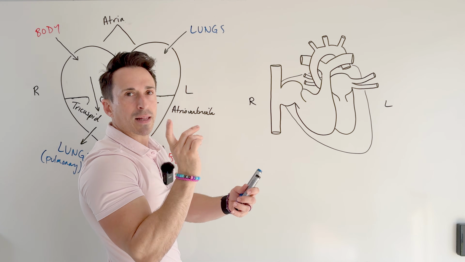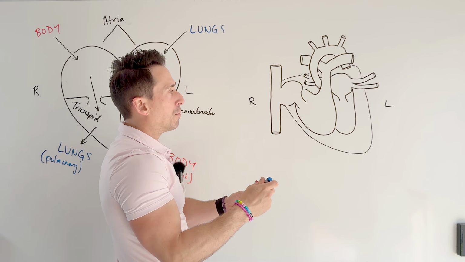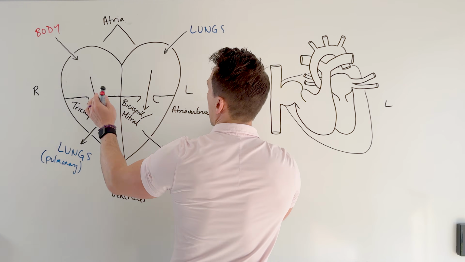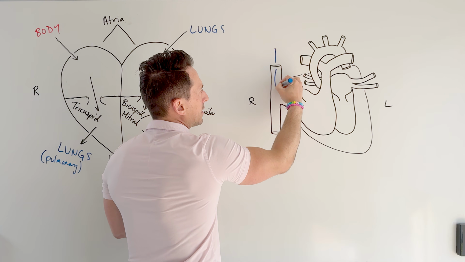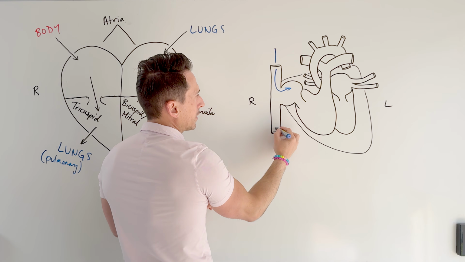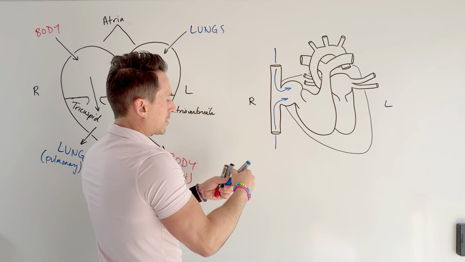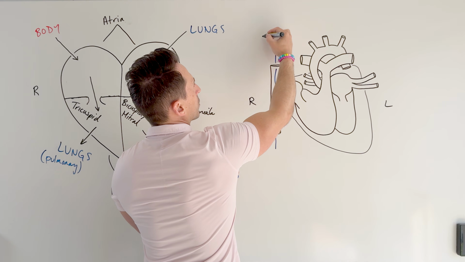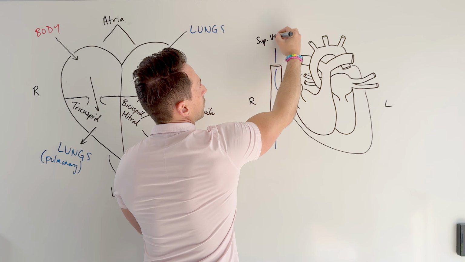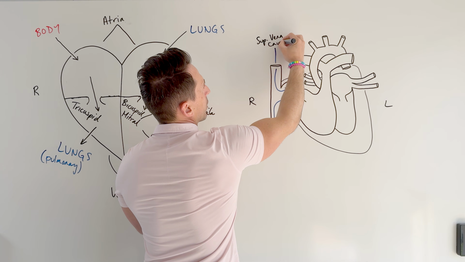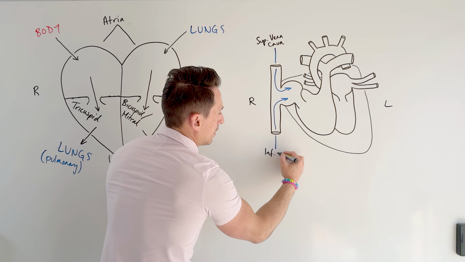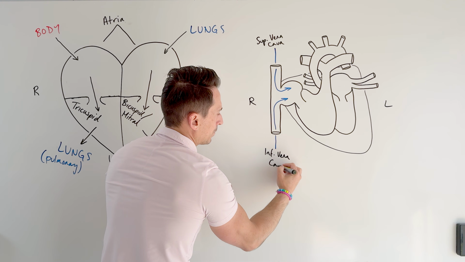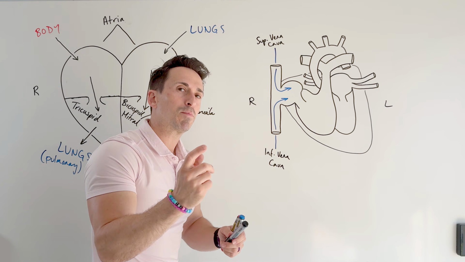So remember, let's first start with the right-hand side. Blood is going to enter the right atrium from the body, right? Now, as you can see here, it enters it through two entry points. So this is called the vena cava. So we've got the superior vena cava. What do you think this one's called? The inferior vena cava. So this is blood going back to the heart.